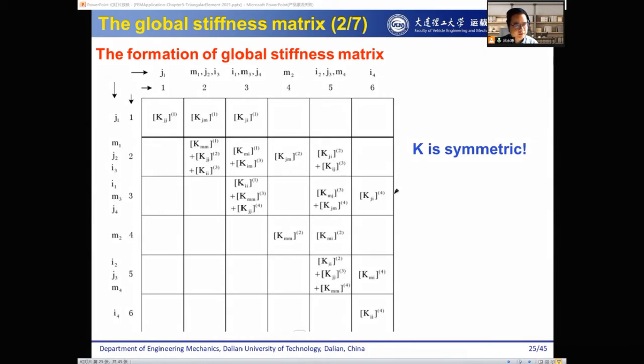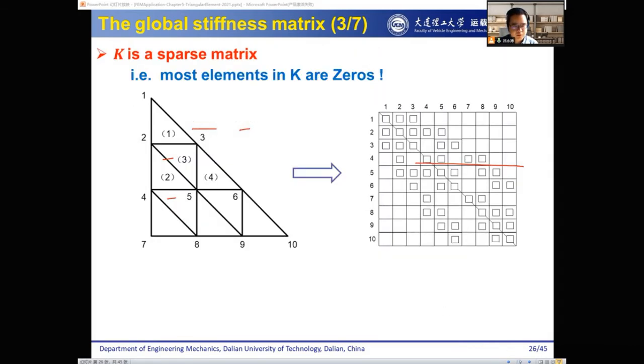After you have done this, you will notice K is a symmetric matrix. The global stiffness matrix is a symmetric matrix, which means this one equals this one. So we don't need the whole big matrix, we can reduce it. And for a very big structure, it is a sparse matrix. What does it mean, the sparse matrix? It means most elements in K are zeros.